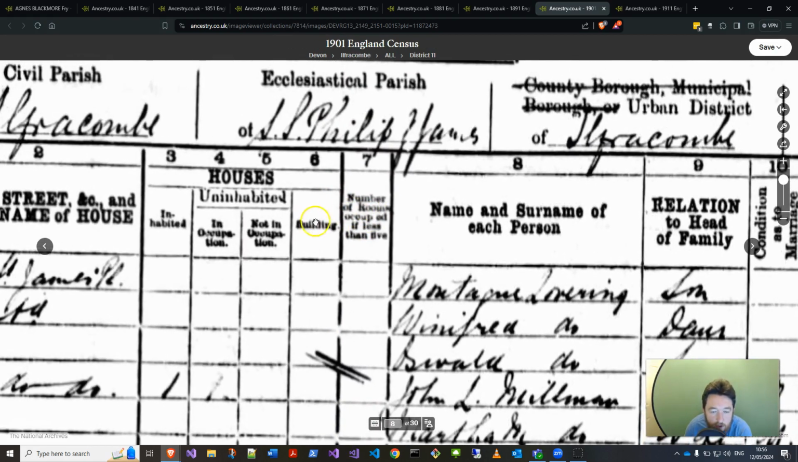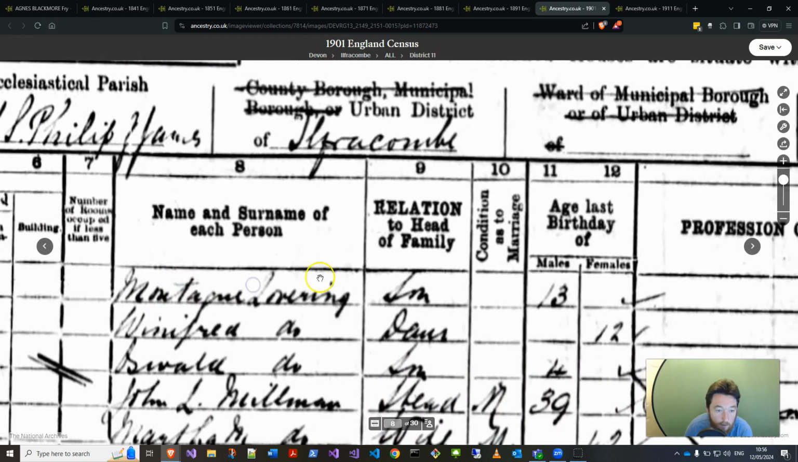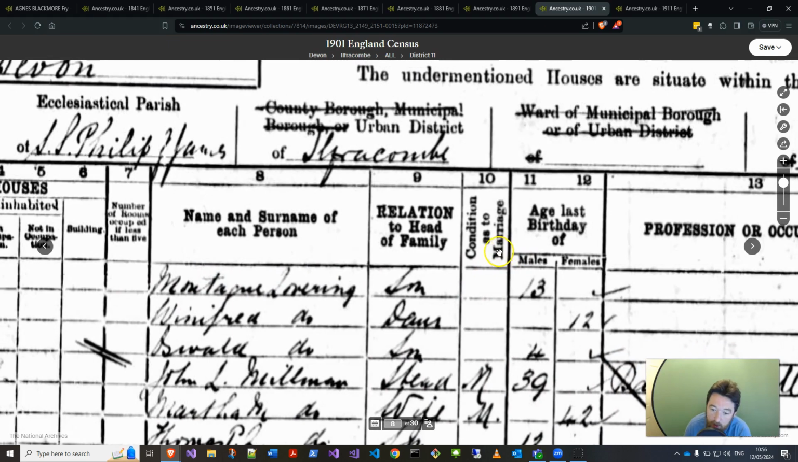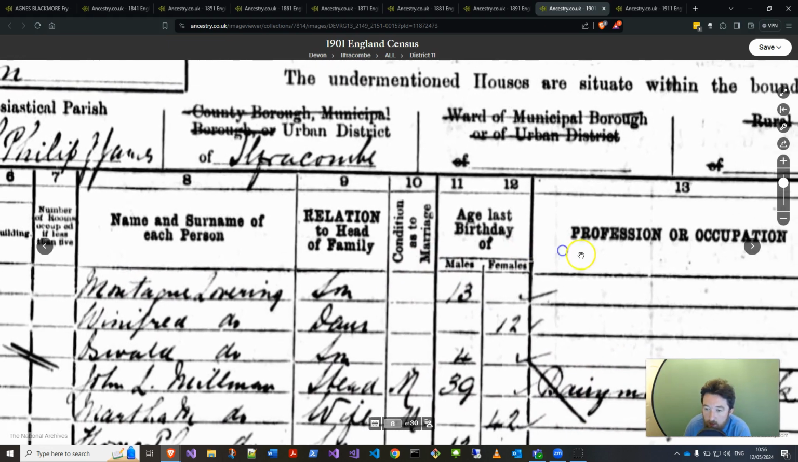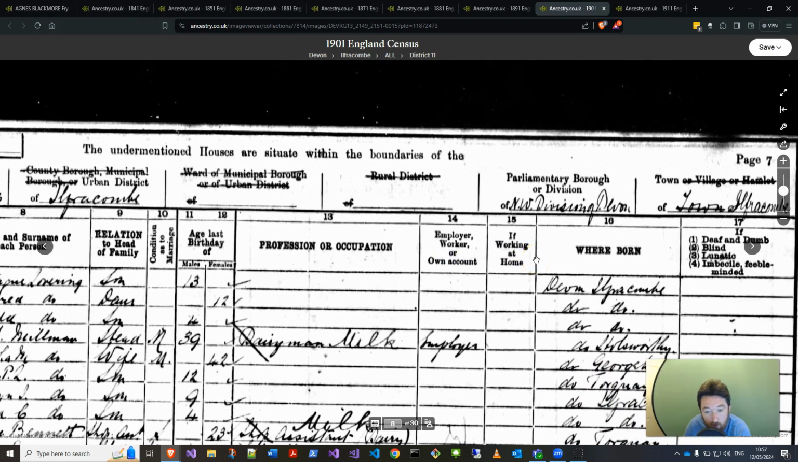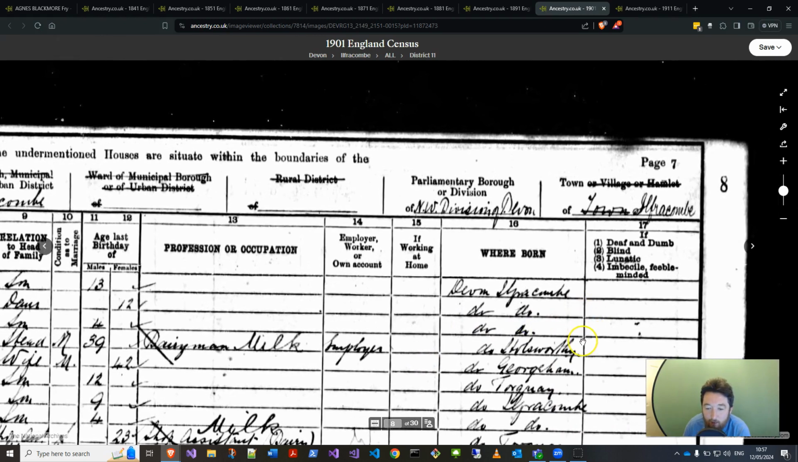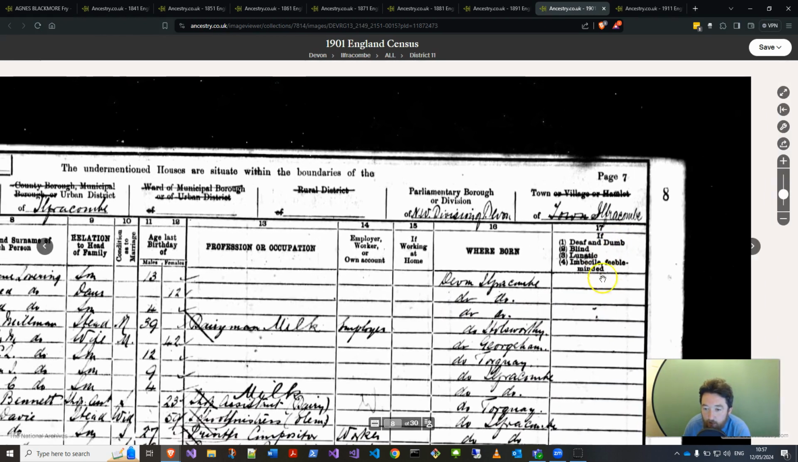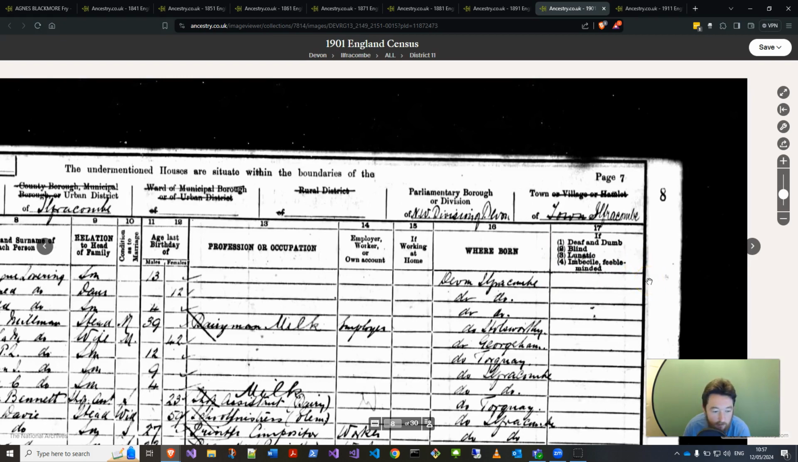But if we look here, could just about make out, it says number of rooms occupied if less than 5. So similar to what we had before. Name and surname, relation, condition as to marriage, age last birthday, profession occupation, employer, worker or own account now instead of the, did we have profession and occupation before? If working at home. So home working is a bit longer than we might think in modern terms. And where born. And again, we've got these, very dated Victorian terms for disability.